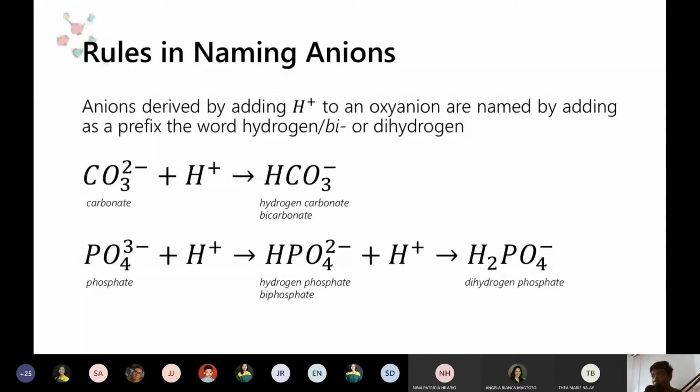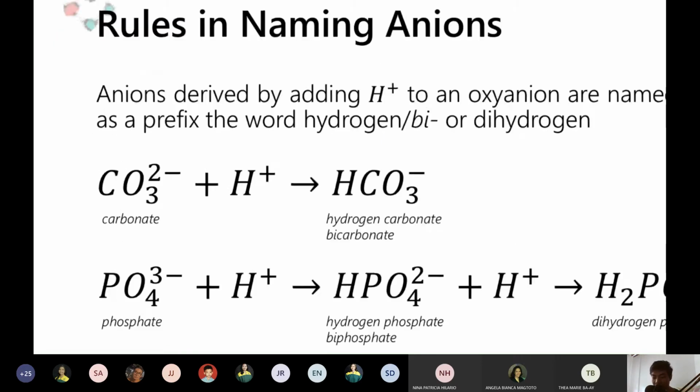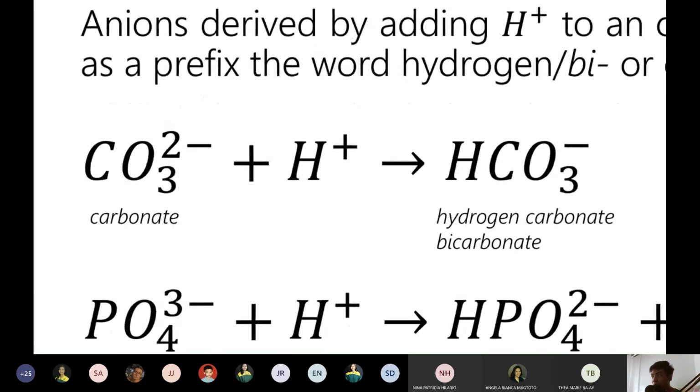We have our oxyanions: carbonate, phosphate, sulfate, and so on. It says that if we add hydronium ion to these oxyanions and still end up with another anion, then we can name them by adding the word hydrogen or bi, or dihydrogen. So what does that mean? It's just this.